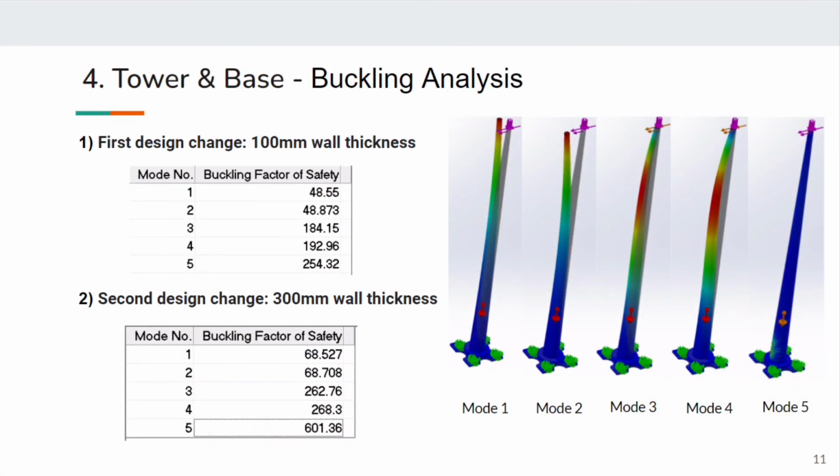We also perform buckling analysis on the tower and base since it's a tall and thin structure. As the wall thickness increased, the buckling FOS also increased. The buckling factor of safety implies that there is no risk of buckling for the structure under applied loads.